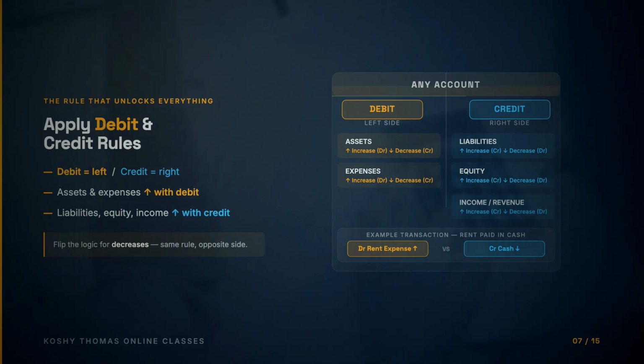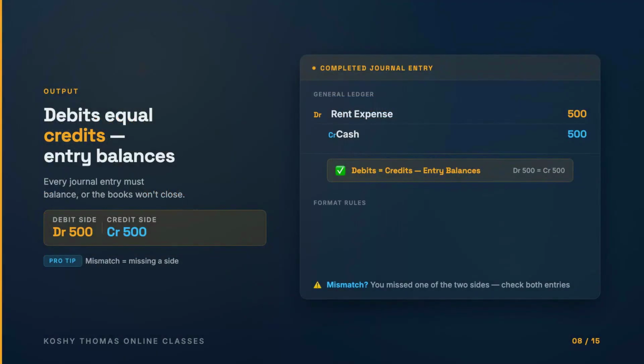So going back to our rent example, rent expense increased, so it gets debited. Cash is an asset that decreased, so it gets credited. Say it with me: expenses up, debit. Assets down, credit. Here's the completed journal entry for that $500 rent payment.